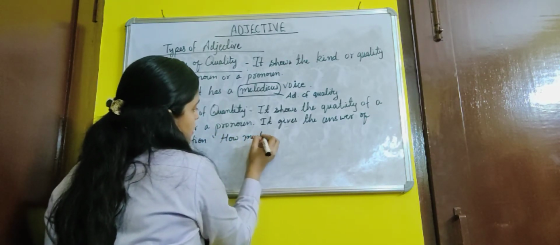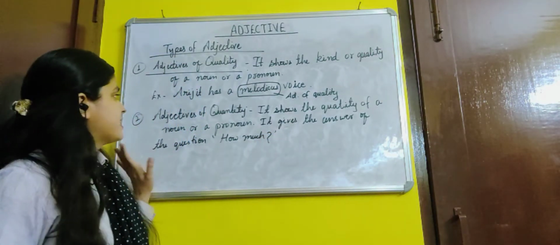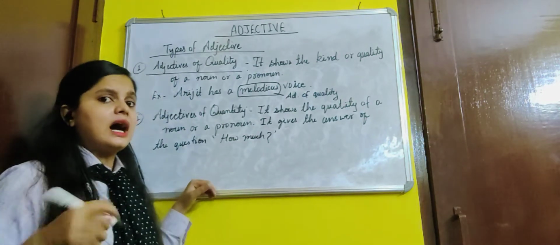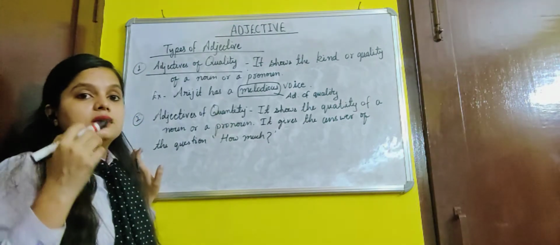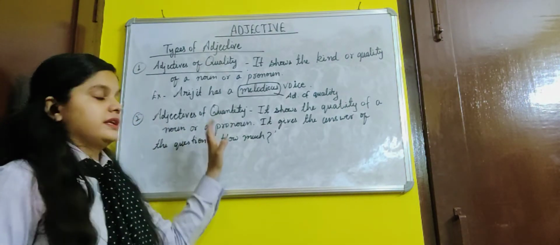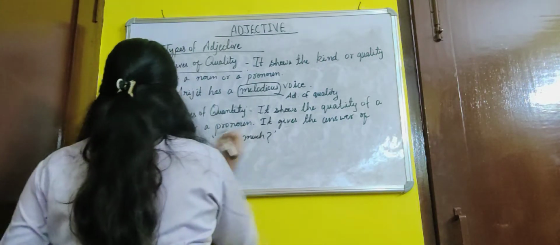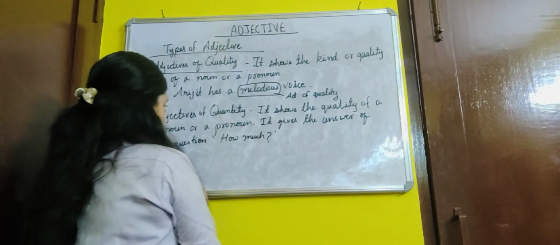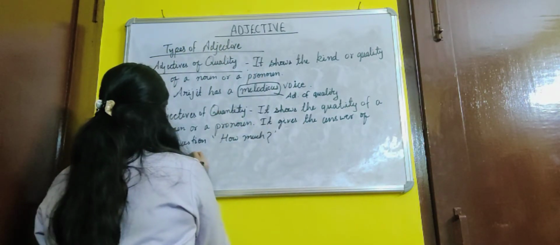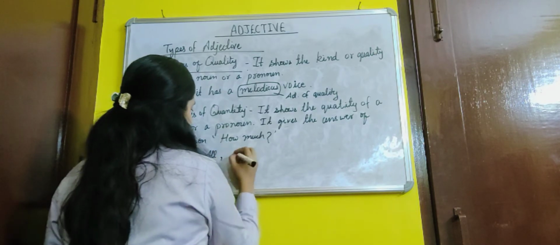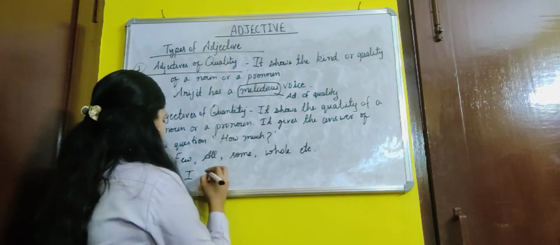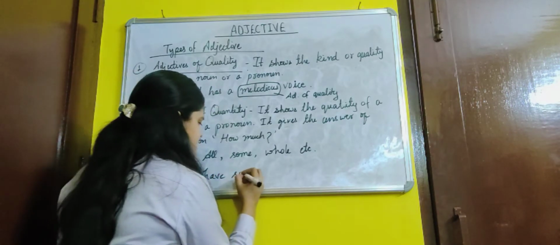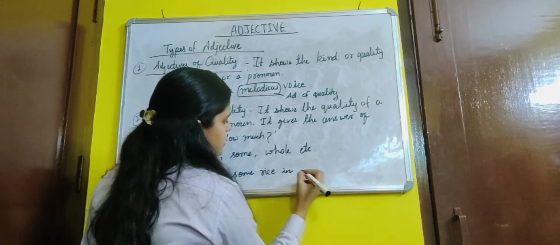Okay, so adjectives of quantity are basically used with uncountable nouns, that we can't count, we can only measure. So with uncountable nouns we will use adjectives of quantity. Their examples can be few, all, some, whole, etc.